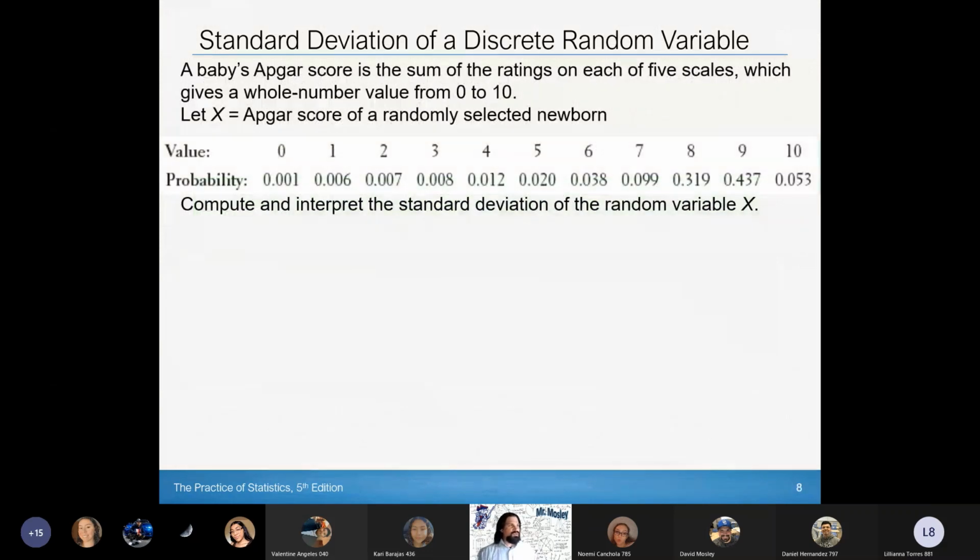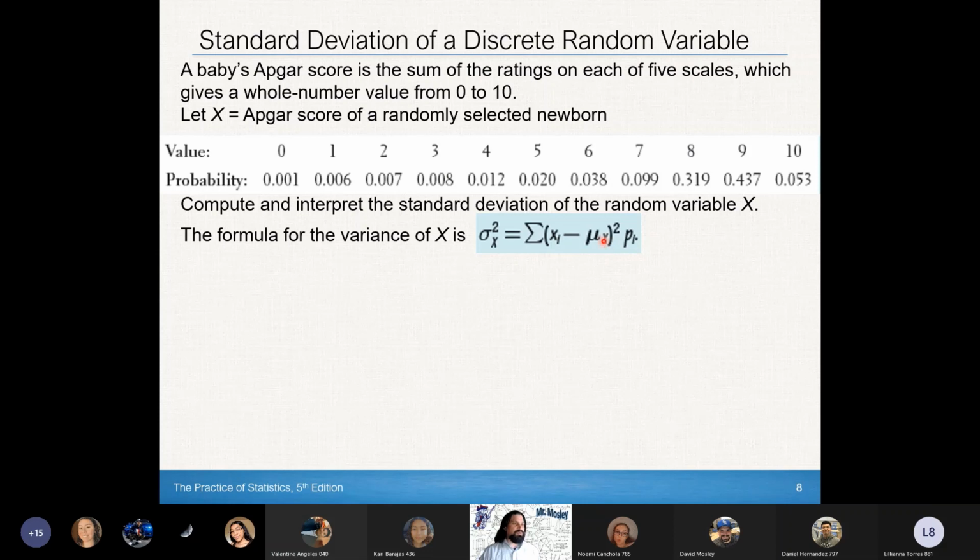So back to our example with the APGAR score. We have the same kind of setting as before, same random variable of x. We're going to compute and interpret the standard deviation for our random variable. The formula for the variance is given as sigma squared sub x equals the summation of (x sub i minus mu sub x) squared times p sub i. Otherwise, the squared differences of all the outcomes minus the mean times the probability of each outcome.